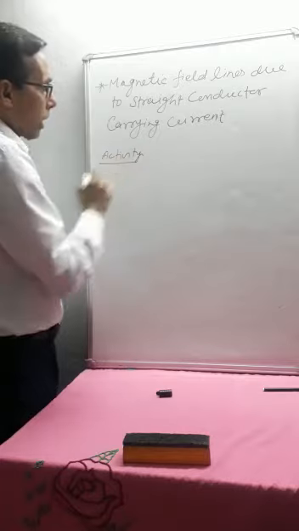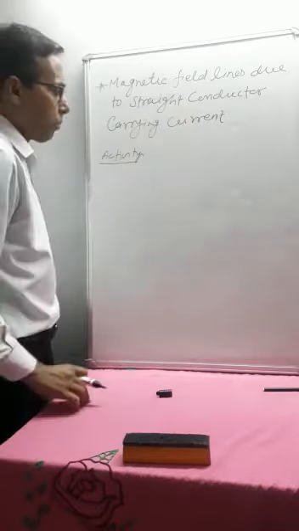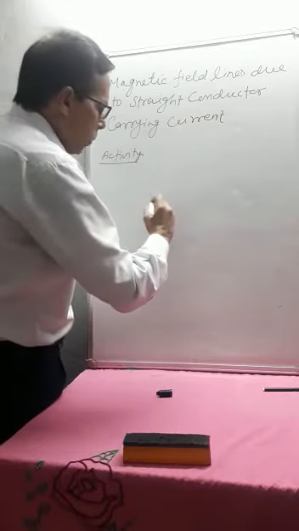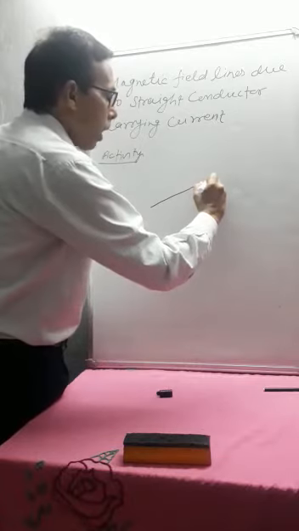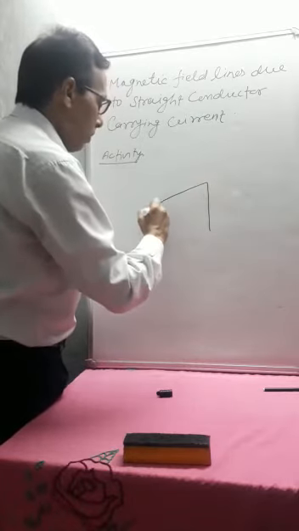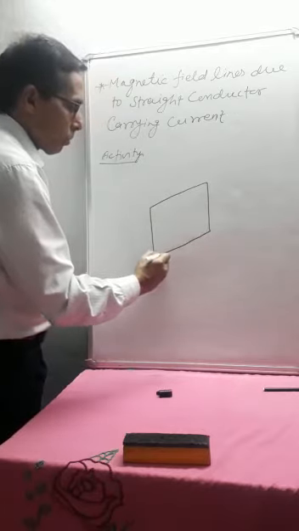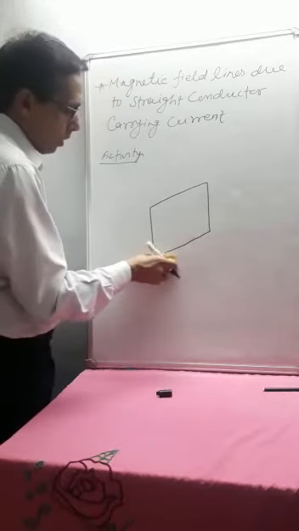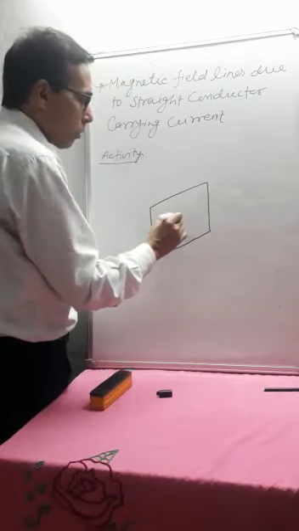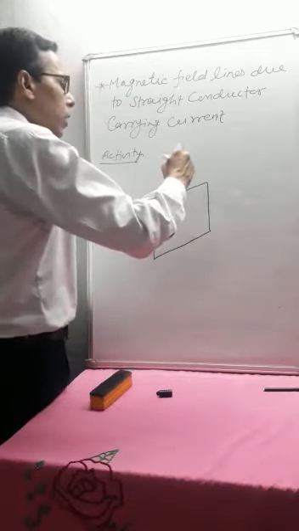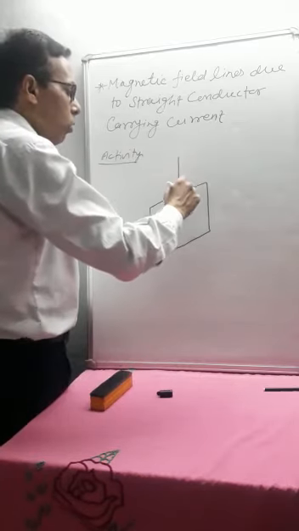We study the magnetic field lines due to a straight conductor carrying current. For this, first we take a rectangular piece of cardboard and make a small hole at its middle. Now we take a long piece of copper wire and pass it through this small hole.